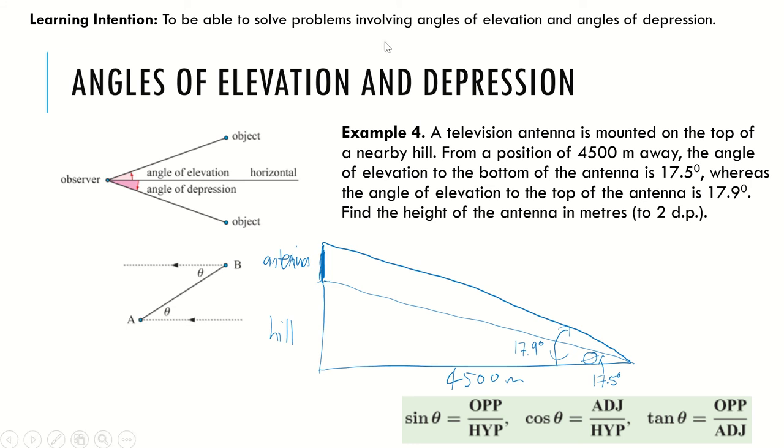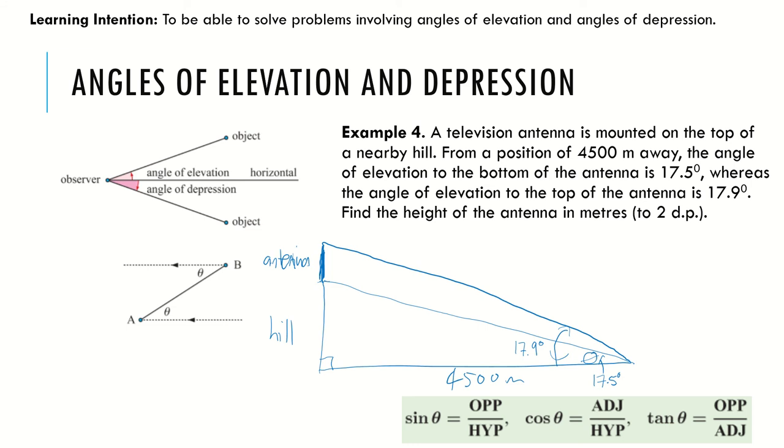So we don't have any information about this side here. All we've got is how far away from the base of the hill we are. We're at 4,500 meters or 4.5 k's. And we've got two angles of elevation. We've got the big triangle and the small triangle. Well, let me just draw this up into two smaller triangles quickly.